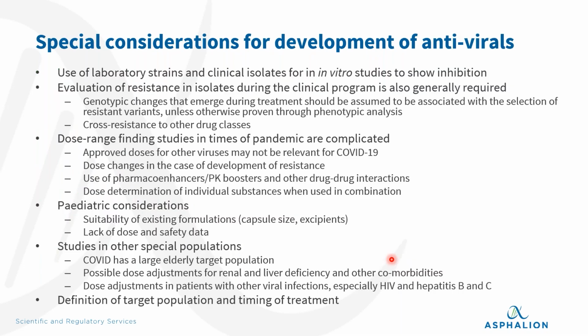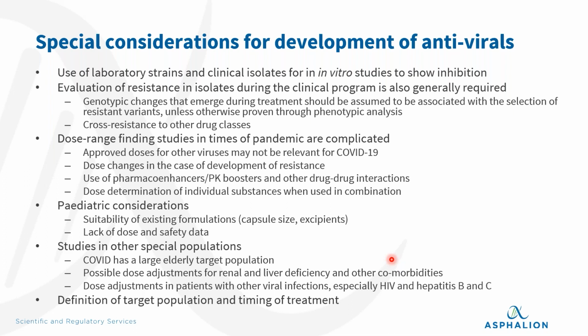So here's just a few other considerations when looking at antiviral compounds. Okay, so the first thing is when you're starting off on these in vitro studies, which strain you have to use? Guidelines will tell you that you should use both laboratory strains and also clinical isolates to show inhibition. And indeed, that's what people do with HIV and so on. Quite often you'll see multiple in vitro experiments with different strains done.